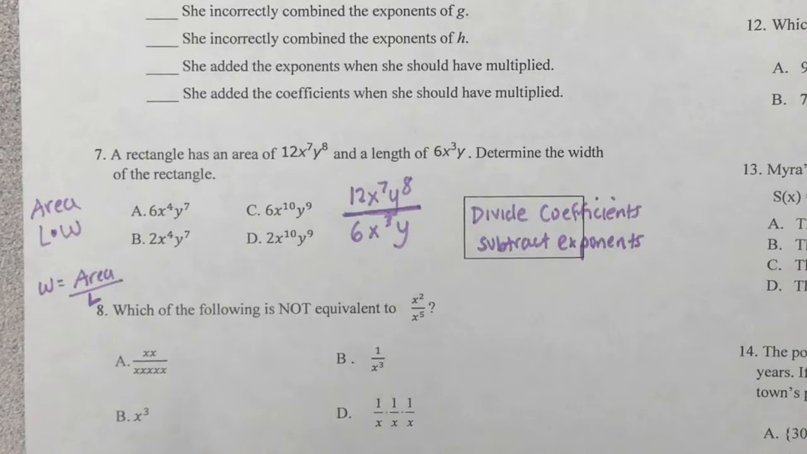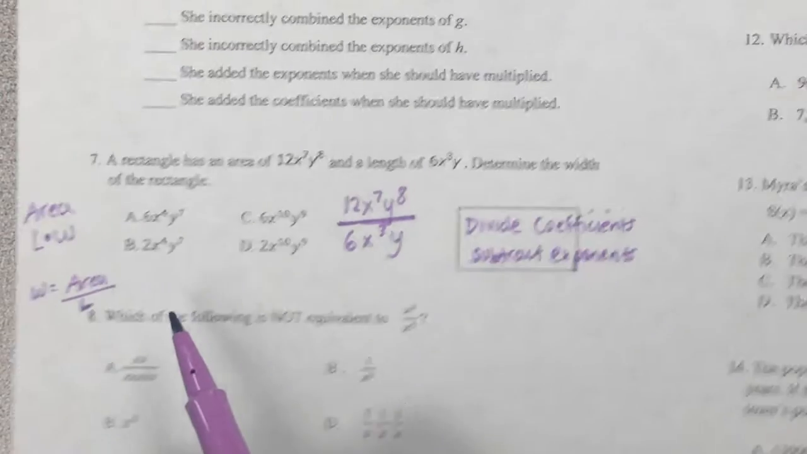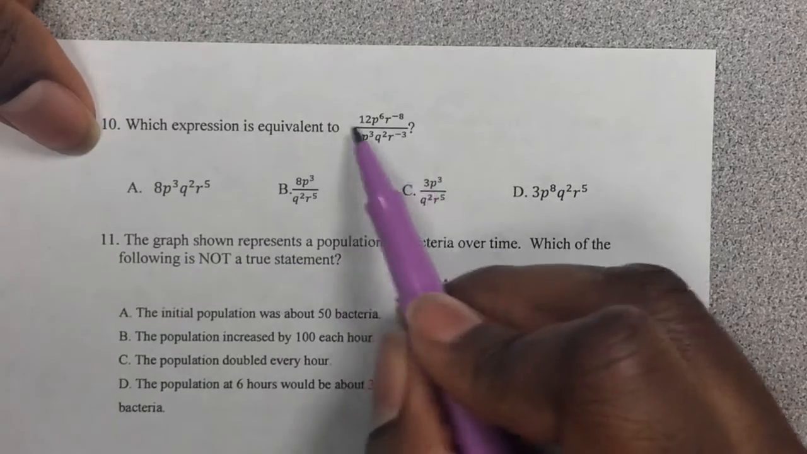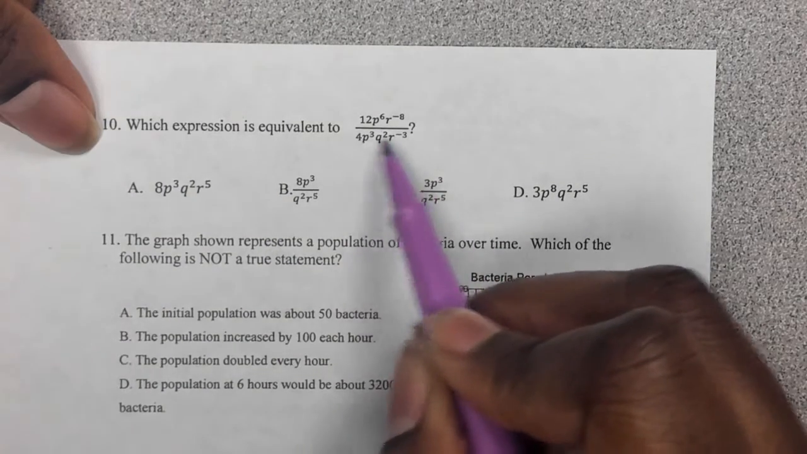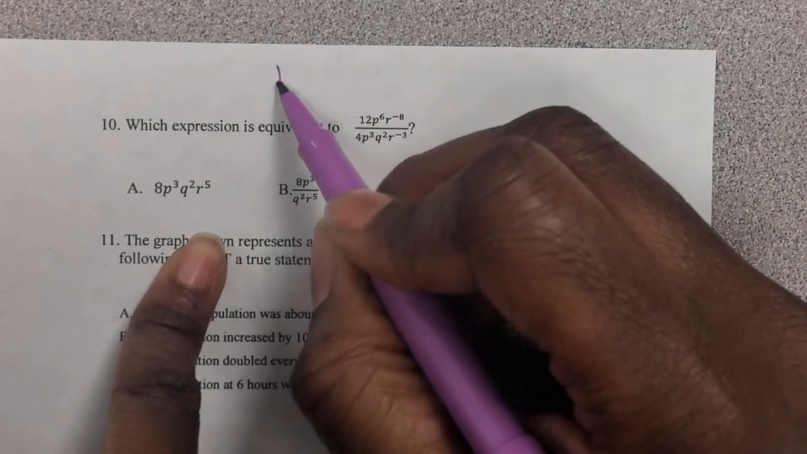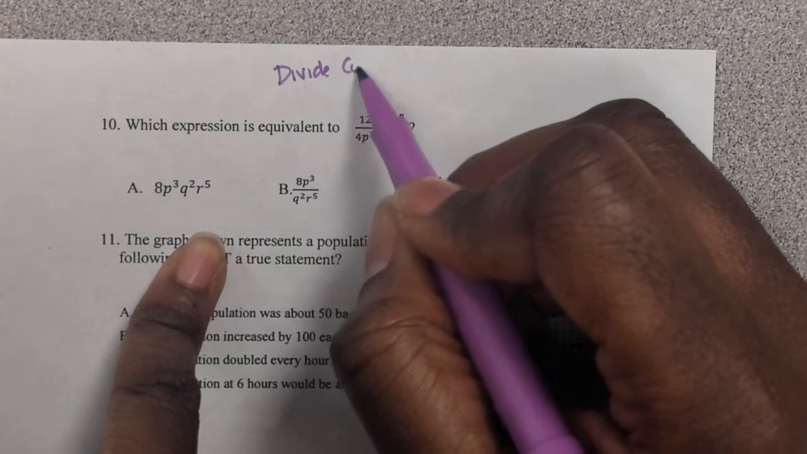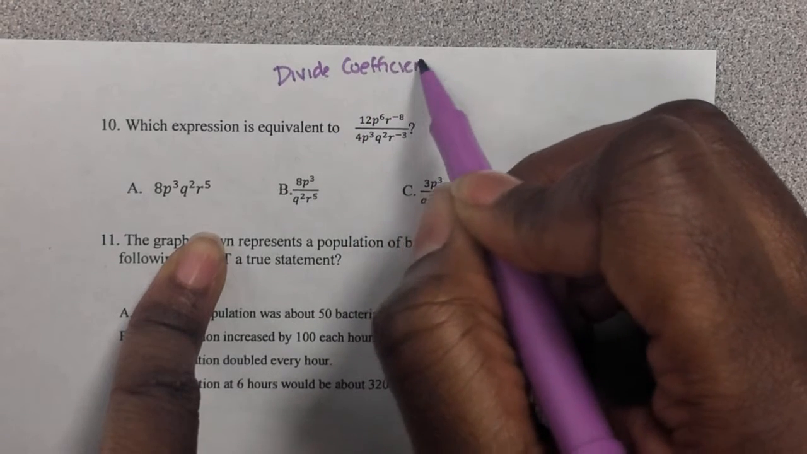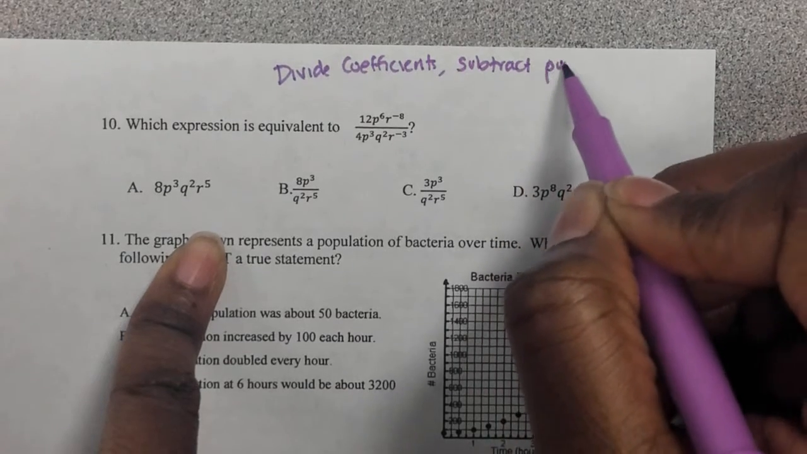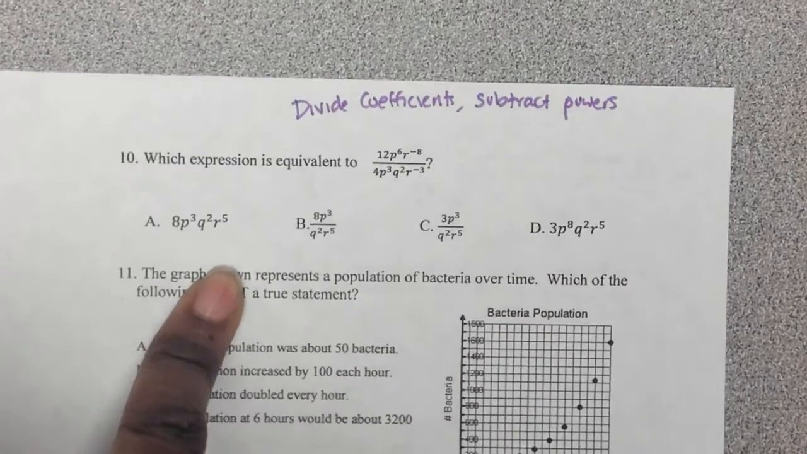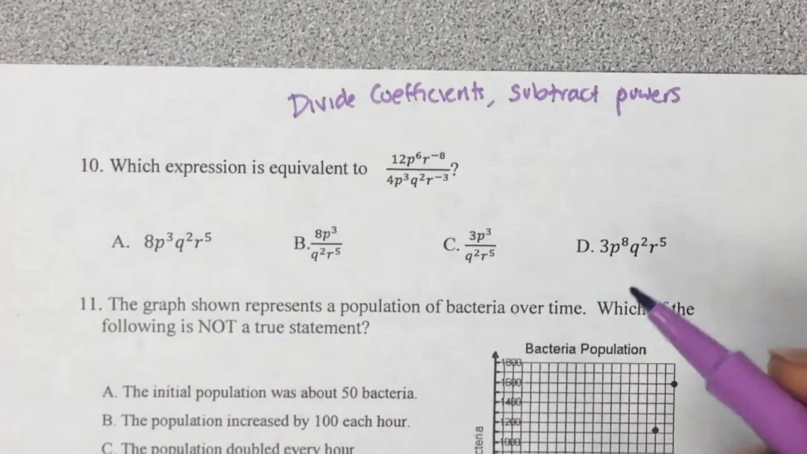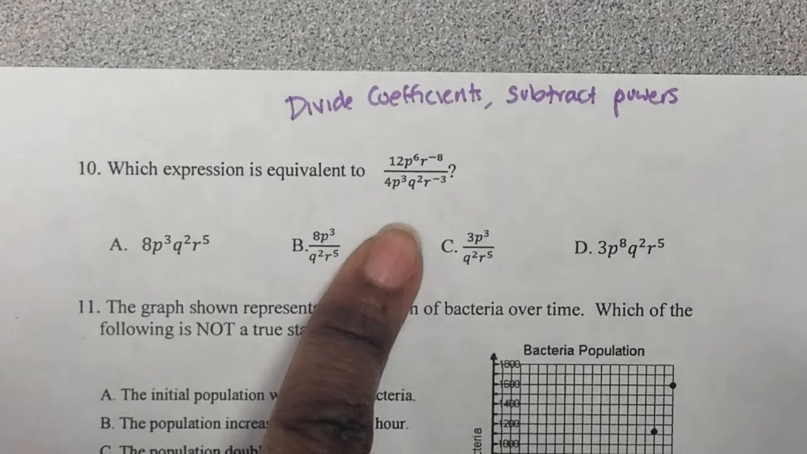Okay. So from number 7, I'm going to go to number 10, because notice number 10 has that little fraction line, fraction bar, whatever you want to call it. Once again, this is dividing laws, and we just wrote it on the other one. Divide the coefficients, but you subtract the powers. However, notice that some of these powers have negative signs already. So make sure you're actually putting the subtraction sign in between.